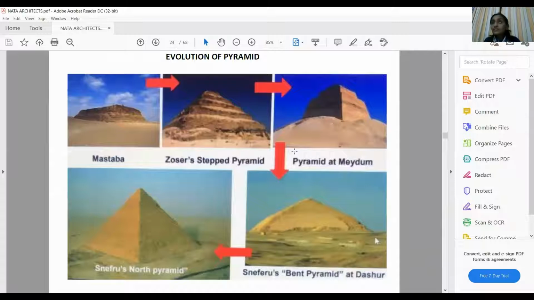So how did they start with the construction of pyramids? This could be another important question. Initially they had these rectangular mounds that were referred to as the mastabas. And then slowly they started placing these mastabas in tiers, reducing the size of each, which was referred to as your stepped pyramid.